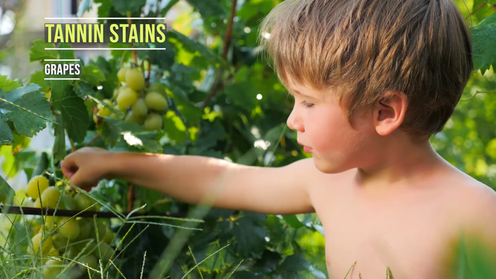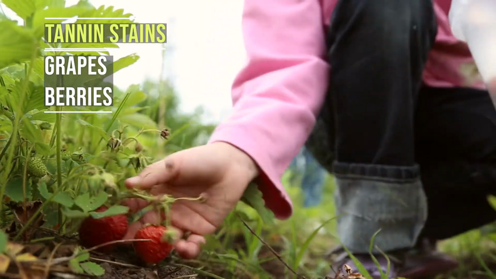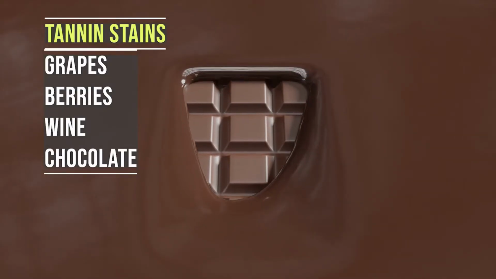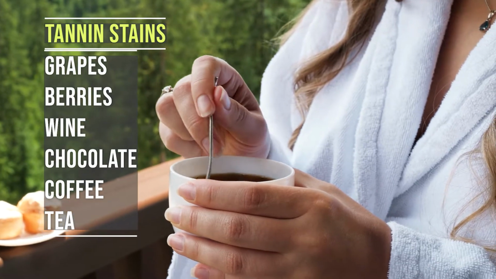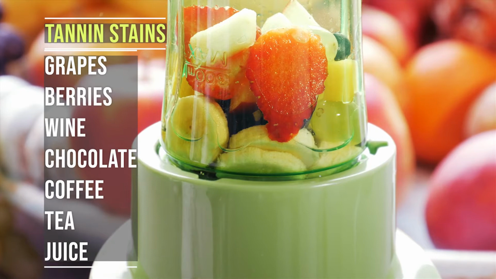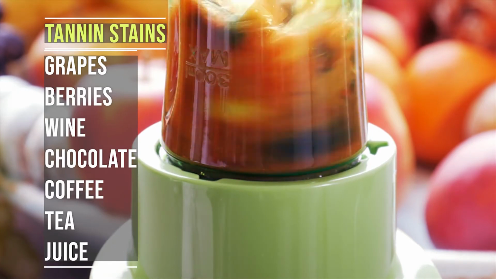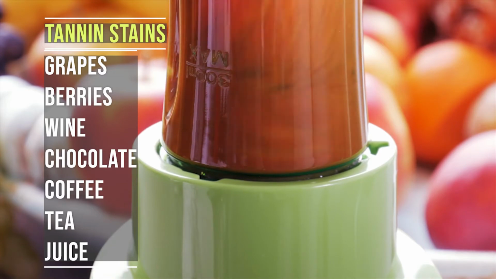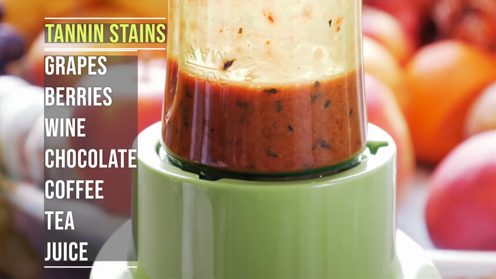not a word that I normally use, tannin. I didn't really know what the name of those kinds of stains are, but I guess it's tannin. Tannin stains would include things like grapes and berries and wine and chocolate and coffee and tea. And also it would include juice, because juice comes from berries and grapes and such. So juice also would fall into the tannin stains.